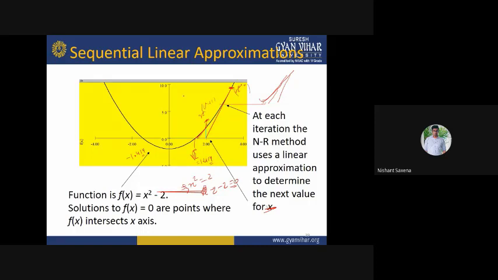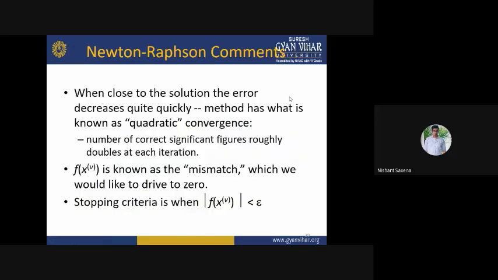This is the way in which the linear approximation is done by the Newton-Raphson method. When close to the solution, the error decreases quite quickly in this case, whereas the error was not decreasing quite quickly in the Gauss-Seidel method, where we have to introduce an acceleration parameter to make the convergence faster. That's why it is called quadratic convergence. The number of correct significant figures roughly doubles at each iteration.